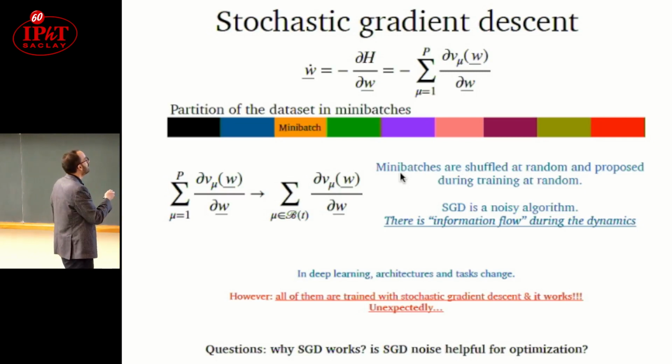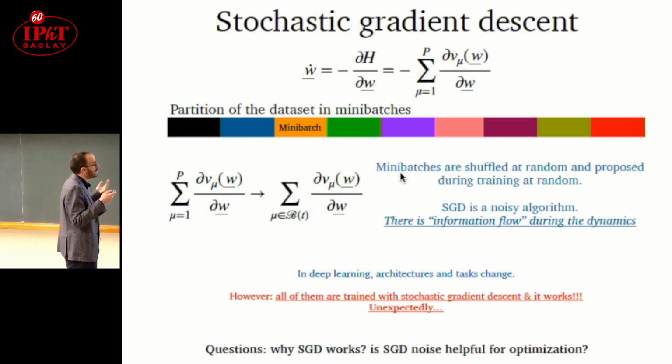And now you replace the full gradient with a gradient computed only in the mini batch. So you just perform this sum on a restricted portion of your data set. And then what you do is, first of all, the data points that belong to each portion are random, and the way in which you give a mini batch to the dynamics is random. So you have some kind of randomness in the dynamics. So in the end, you have a noisy algorithm.